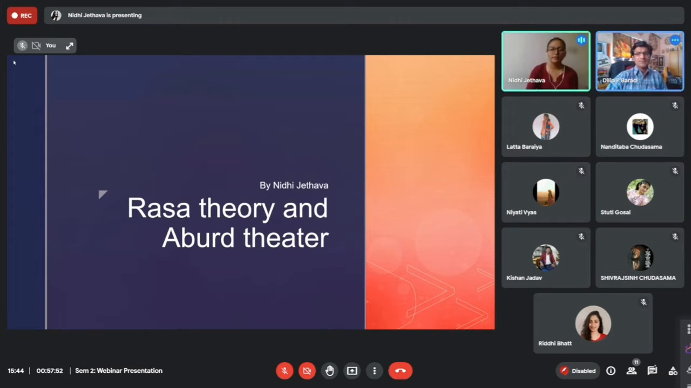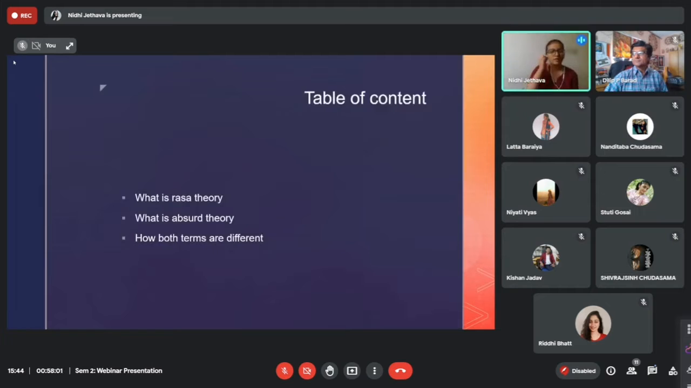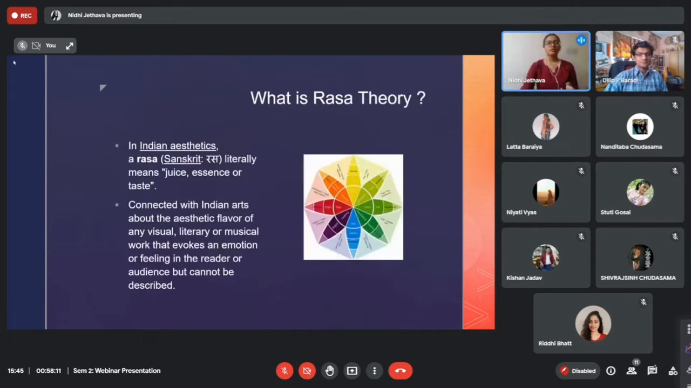Okay. Hello everyone, good afternoon. Today I am going to present the Rasa theory and the absurd theater theory. This is the table of contents of what I am going to present: what is the Rasa theory, what is the absurd theory, and how both terms are different. So first we look into the Rasa theory.